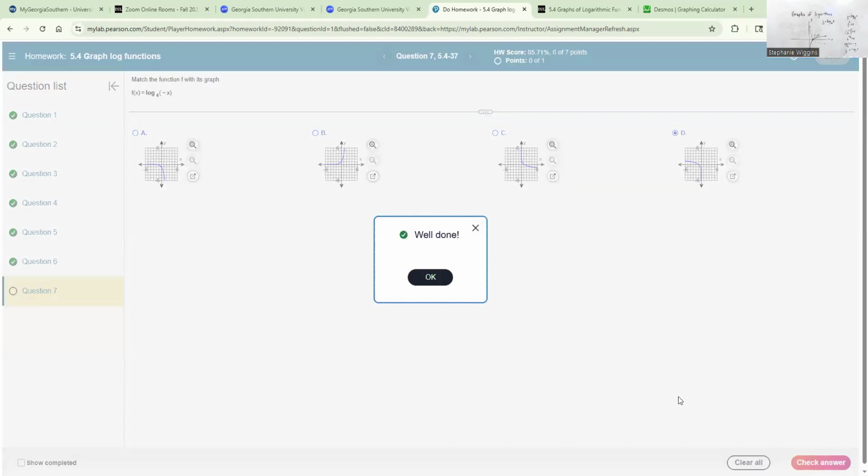So I hope going through these examples has helped you understand how we do these graphs. Reach out to me if you're struggling with any of this content, and I'd be happy to help you.